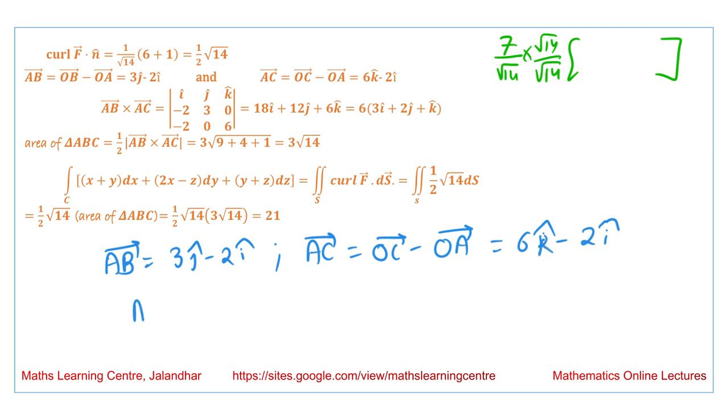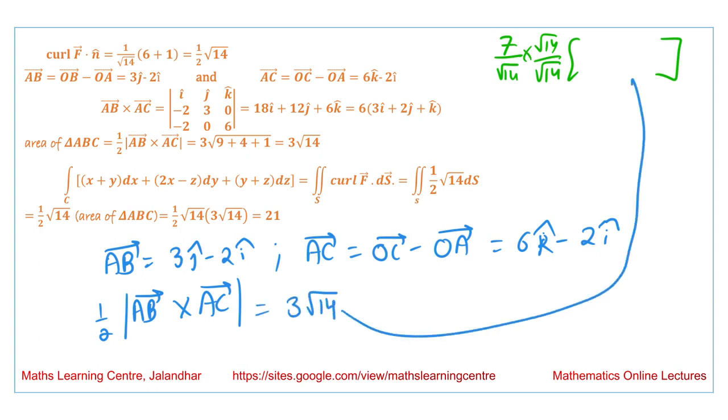So the area of this triangle is given by half mod of AB vector cross AC vector, and on calculating this value, the answer you will get is 3 square root of 14. So we substitute this value here, it is 3 square root of 14. So the final answer we obtain, this value will become 14, this is 1 by 2.